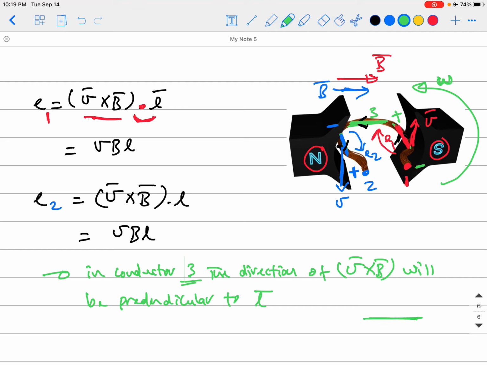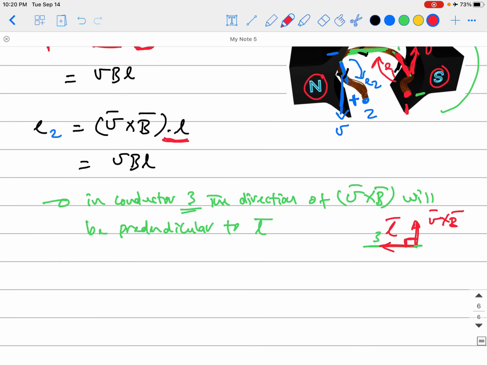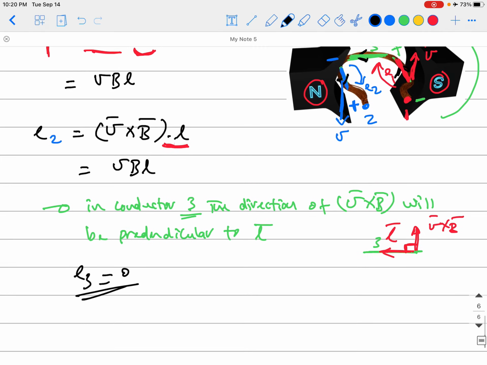So if this is 3 like this, you will have the flux density going, and the V cross B will be something like this. And here's the L. Okay? Make sure that is L, not E. So they are perpendicular to each other. That means this dot product here will be cosine of angle 90. So cosine 90 is 0. So E3 equals 0. So there is no induced voltage in this conductor.